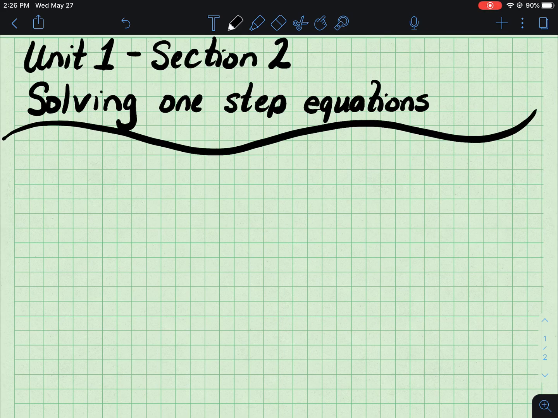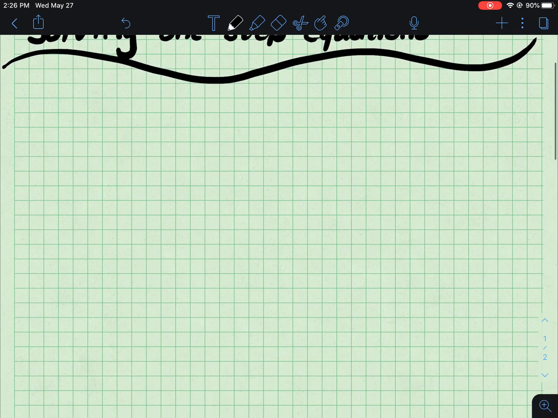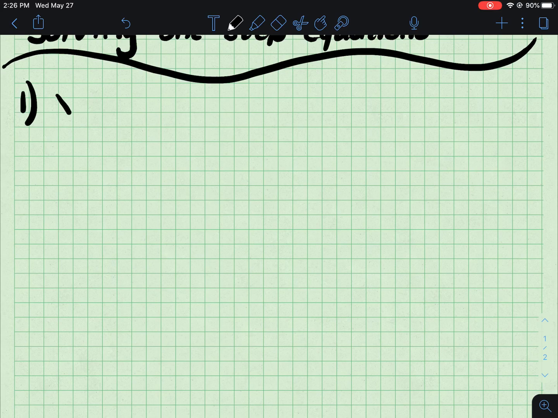Okay? So it looks like I have 6 examples for today that I want to get to. And then tomorrow we're going to do a lot of these because solving equations is the foundation of Algebra 1. So let's start with our first example. Our first example is x plus 3 equals 7.